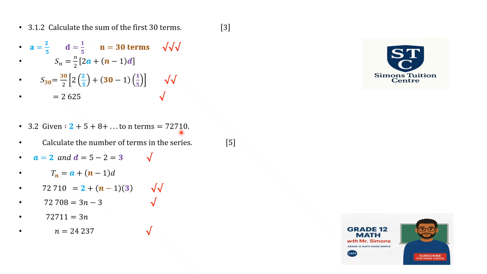Tn being 72,710 minus 2 gives me 72,708. Take negative 3 over, becomes plus 3. So 72,708 plus 3 is 72,711. And if I divide that by 3, the coefficient in front of n, I get 24,237, 1 mark. So 1 for correct A and D, 1 for correct substitution of A and D, 1 mark for the value of Tn, 1 mark for simplification, and 1 mark for final answer.